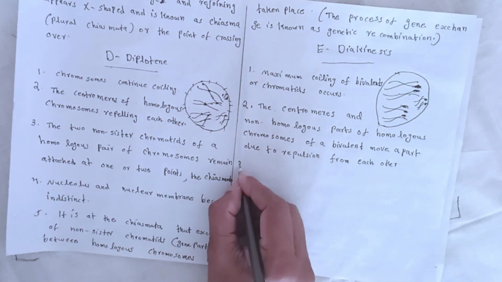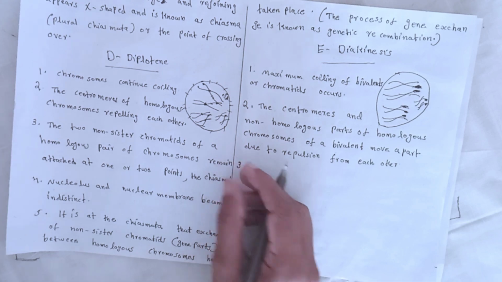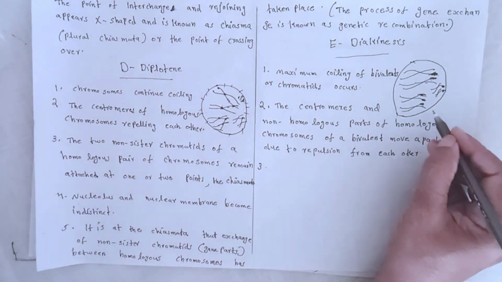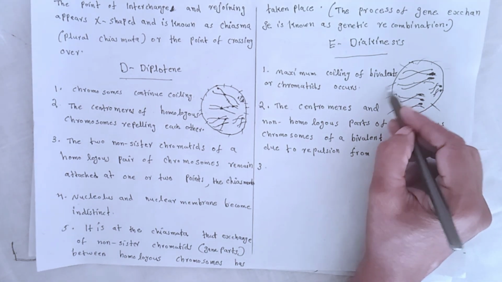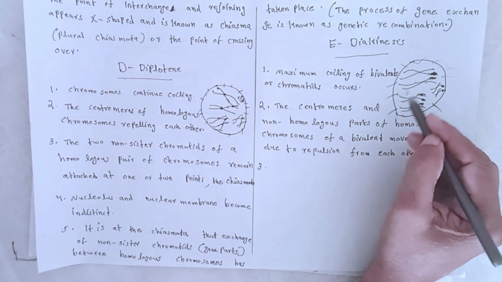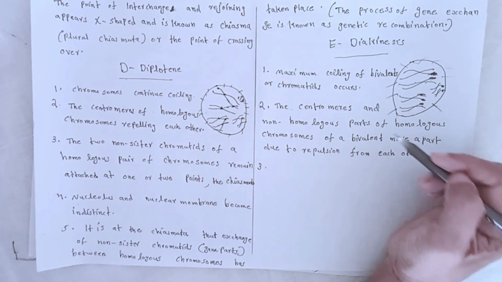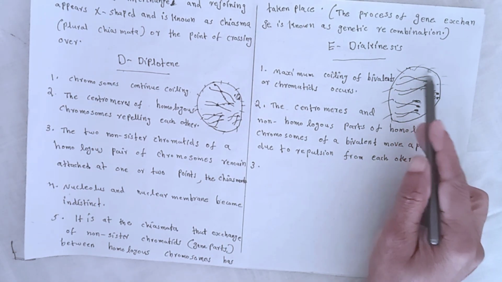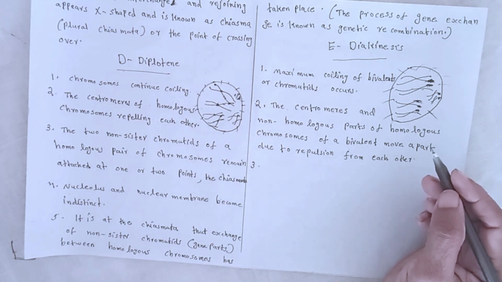Then the nuclear membrane and nucleus completely disappear. These recombinant DNAs or chromosomes are freely seen in the cytoplasm. The nuclear membrane completely dissolves and chromosomes are dispersed in the cytoplasm freely.